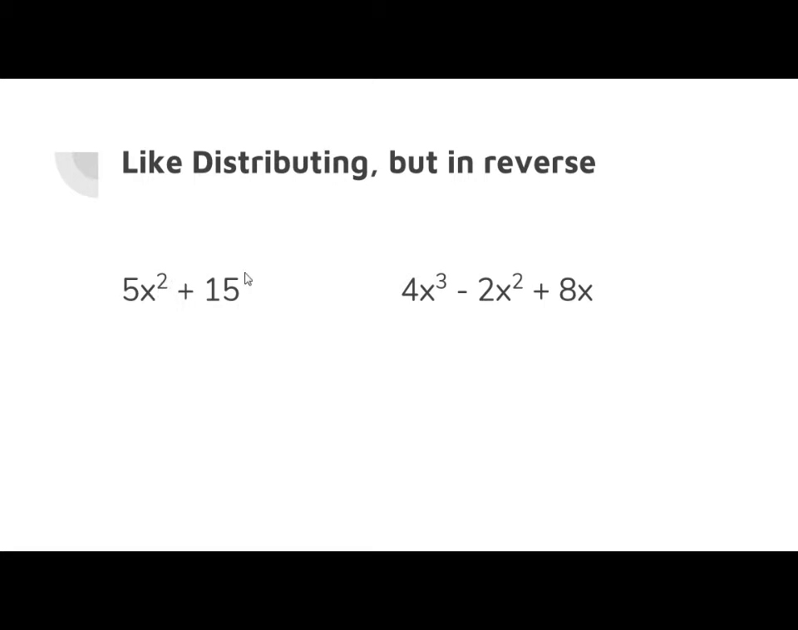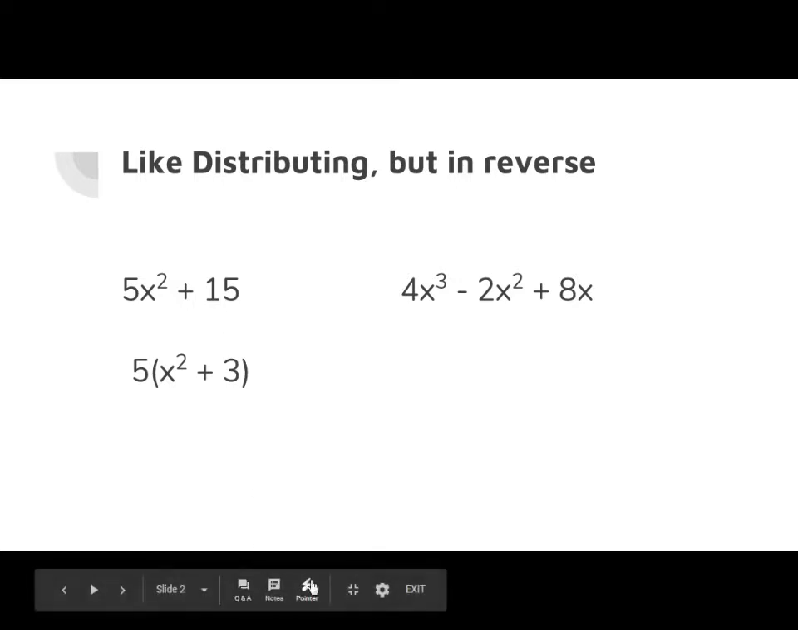Now there's no x, there's no variable in the second term here. It's just 15, or x to the 0, I guess. And so they don't have a common factor of x, but they do have a greatest common factor of 5. So this would look like this when it's been factored. So we're factoring out that greatest common factor, and you should be able to do it in reverse then and distribute and get the same thing back again. If I distribute the 5 through, 5 times x squared becomes 5x squared, 5 times 3 becomes 15. And so it does work in reverse.